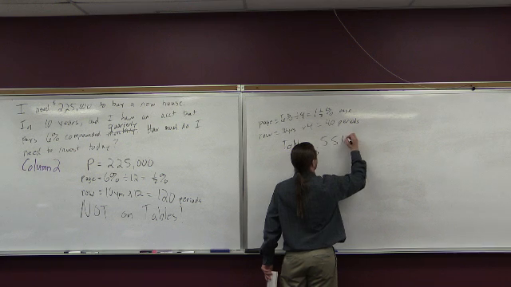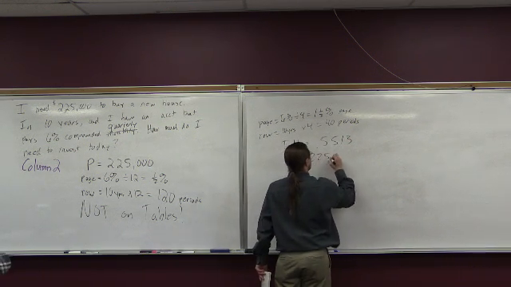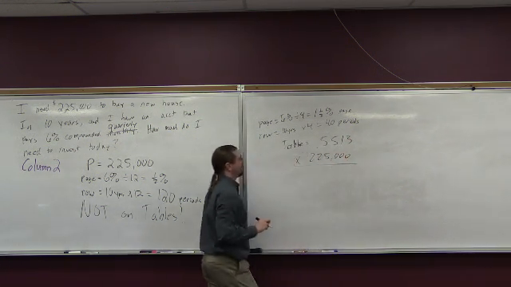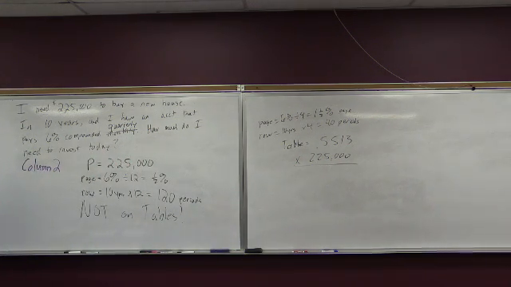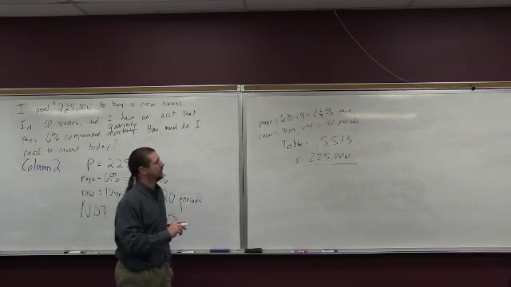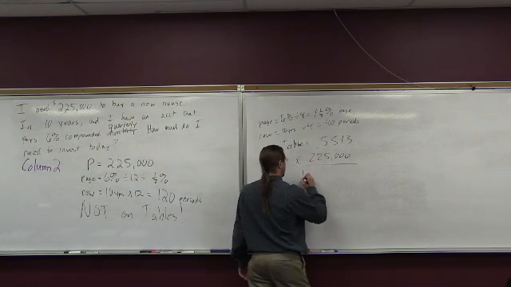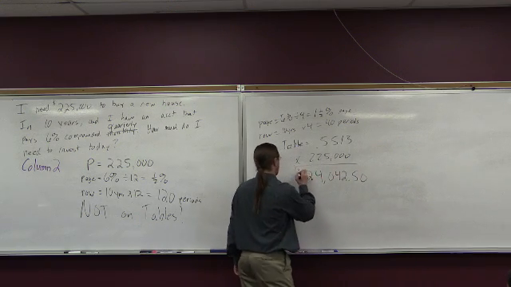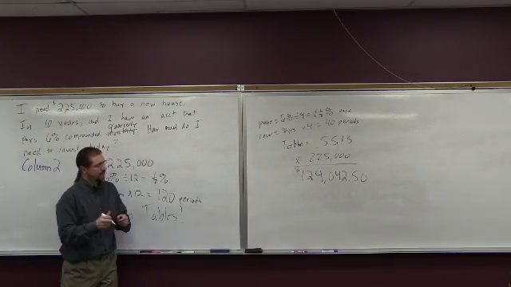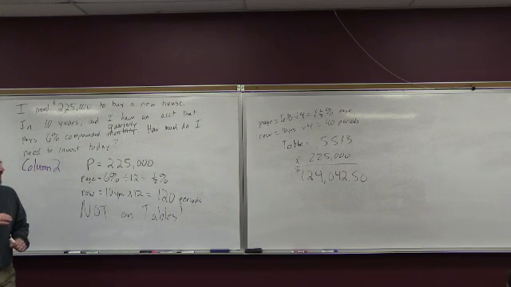5513 times my $225,000. How much would I have needed to invest today in order to be able to buy my French chateau? $124,042.50. Not too bad, right? A little bit under 125,000. I could probably drum that up, right? Sure, I'm a teacher. I've got money sitting everywhere. Ask the governor; he'll tell you.